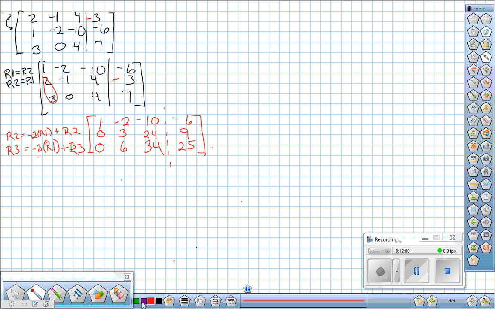Okay, and then my next step is that I want to get this number equal to 1 because I want 1s in the diagonal. So what I'm going to do is multiply everything on this row by 1/3. My old row 1 doesn't change. And then my new row 2 equals 1/3 of my old row 2. So I have 0, 1, 24 divided by 3 is 8, and 9 divided by 3 is 3. I'm not changing anything on my bottom row yet.